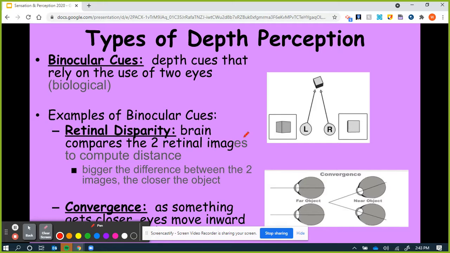Convergence is how much your eyes have to look inward to look at something. If I put my finger in front of my nose like this and I try to focus both eyes on it, your eyes are converging inward, essentially like crossing your eyes. The more they're converging inward, the closer something is to you.